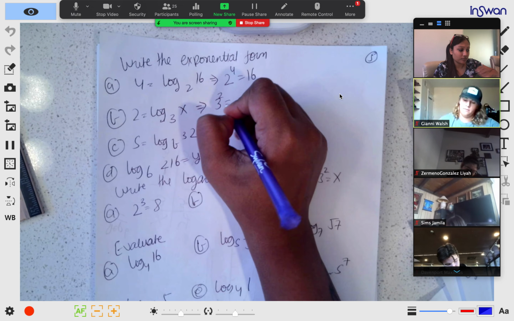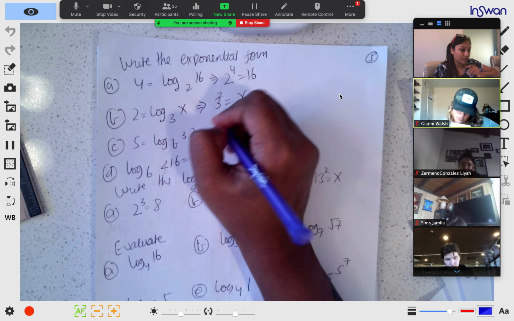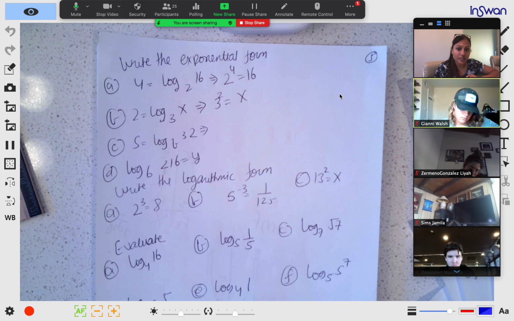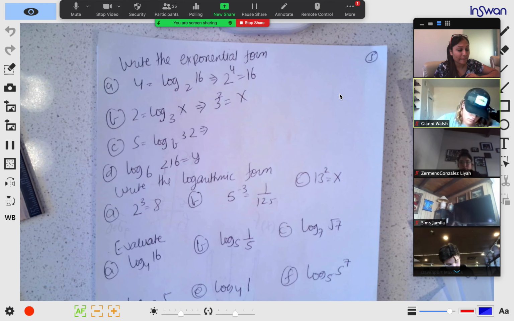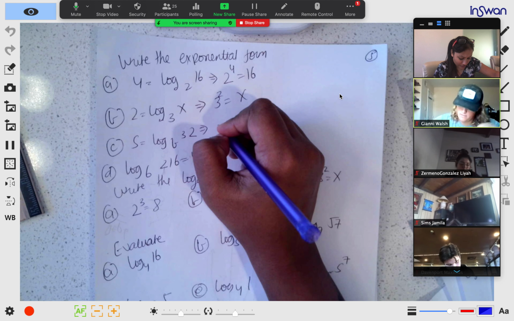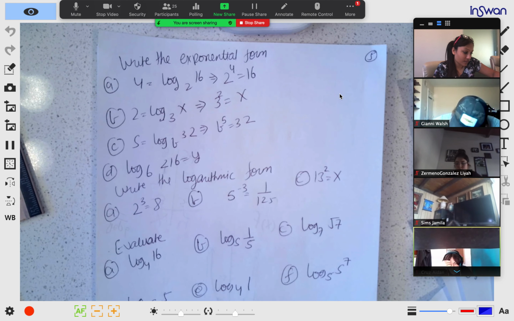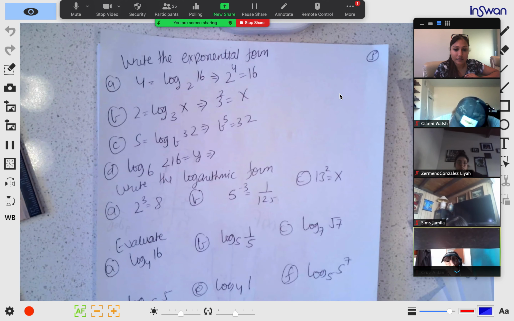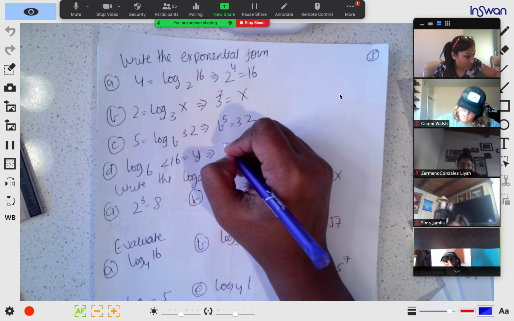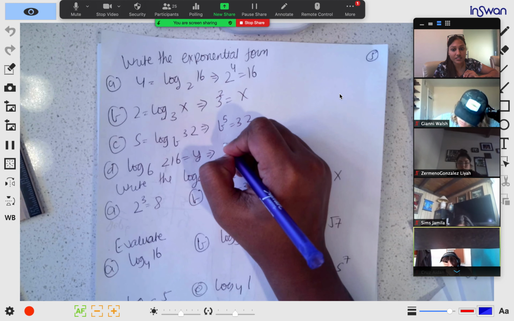Aiden? What did you get for the third one? B to the power of 5 equals 32. Yes, really good. Jasmine? I got b to the power of 4 equals 216. 6 to the power of y is equal to 216. Good.